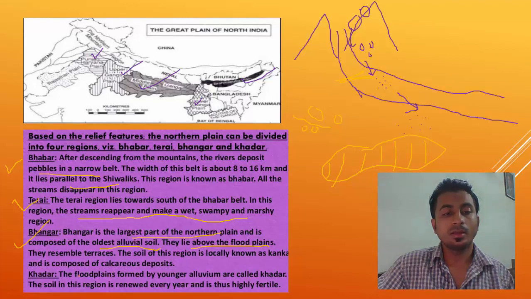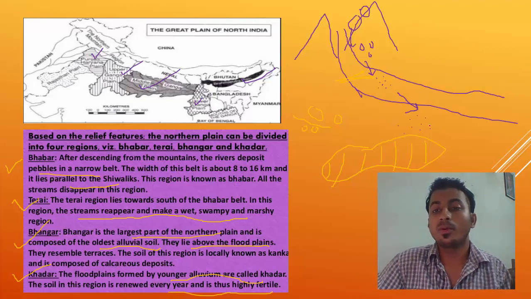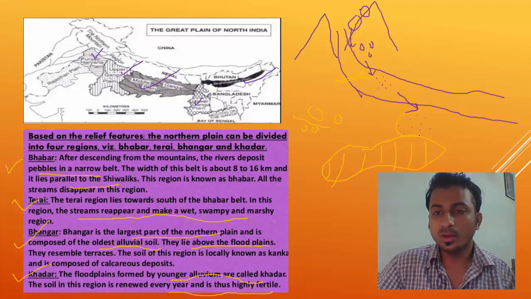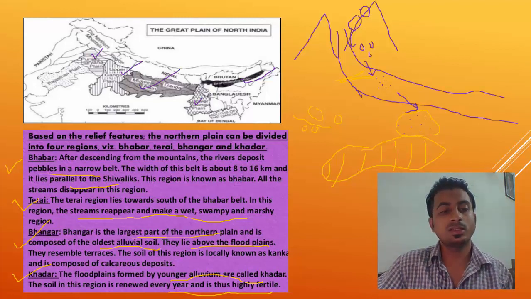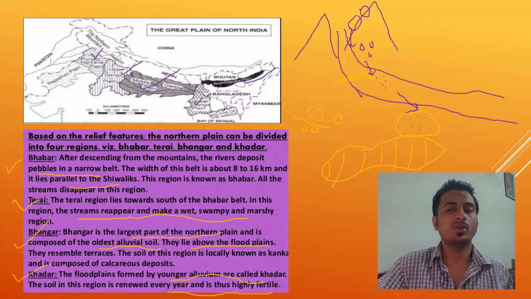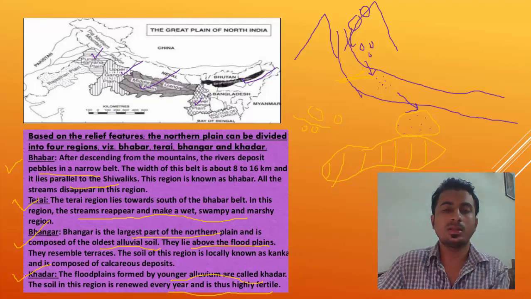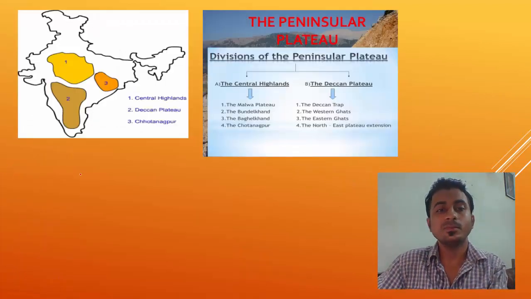Okay. Now Khadar. Khadar is the younger alluvium and it is very fertile. Why? Because the finest soil formed by the river in the last stage is Khadar. It is so small that it can carry moisture also and fertile content also. So this is Khadar. Let's move on.